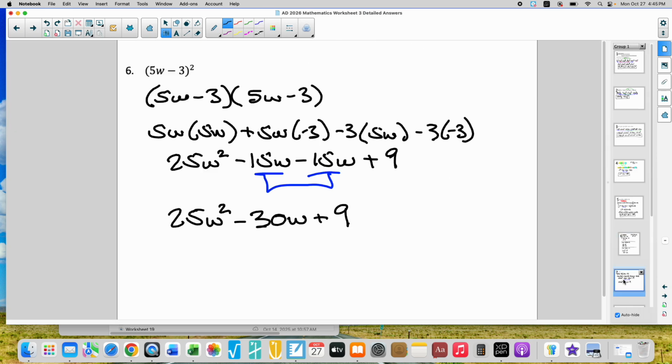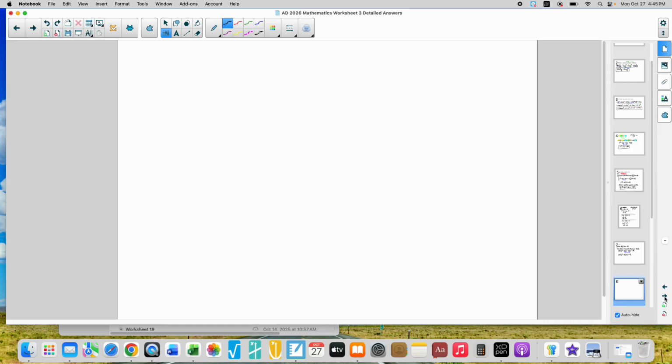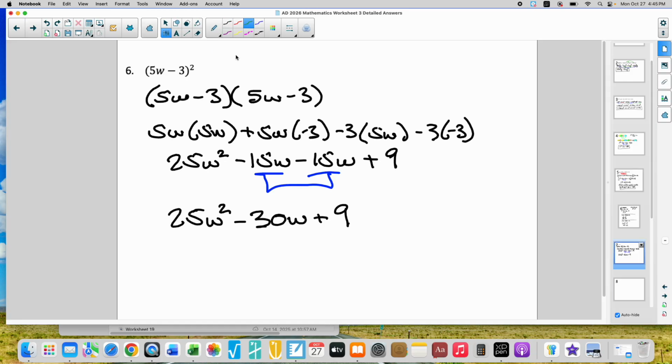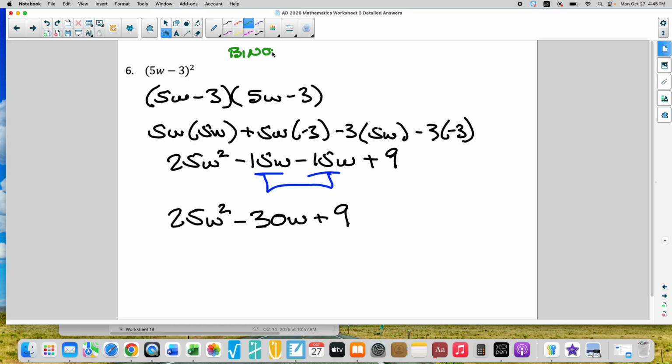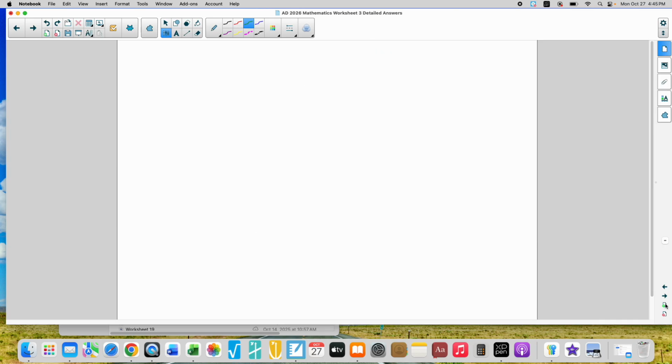And then there's a shortcut for binomial squares. We'll call this binomial squared, because it's a binomial and it's being squared, and there are shortcuts with that. So if we notice, maybe you did or maybe you didn't notice the aspect of that. If we have x plus 3 quantity squared, that's x plus 3, x plus 3.